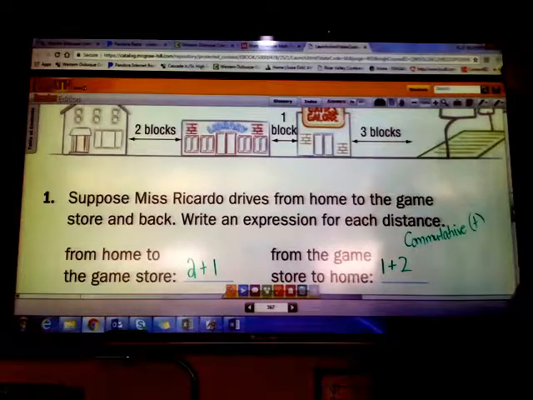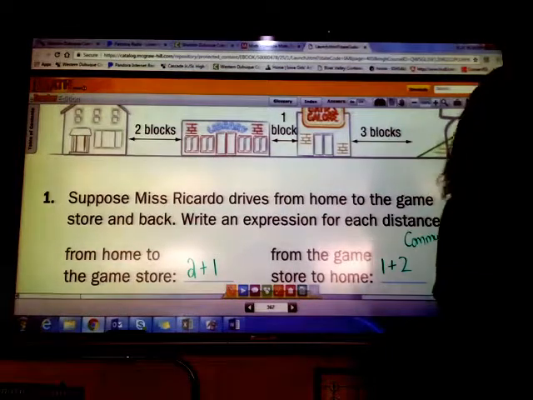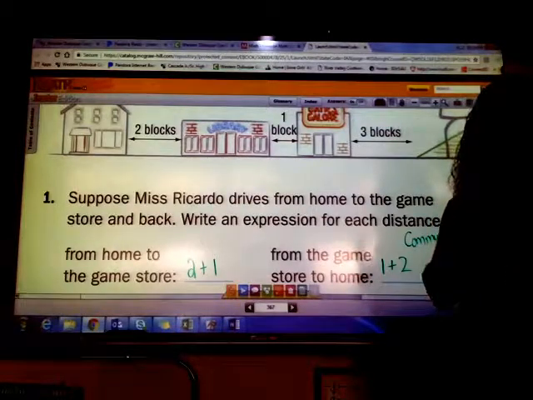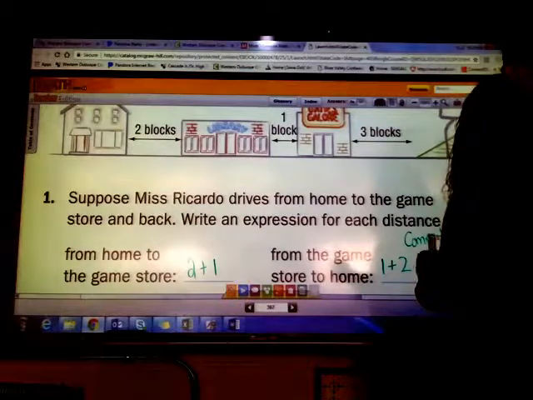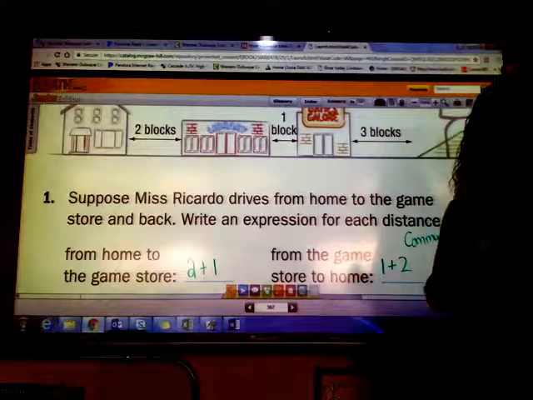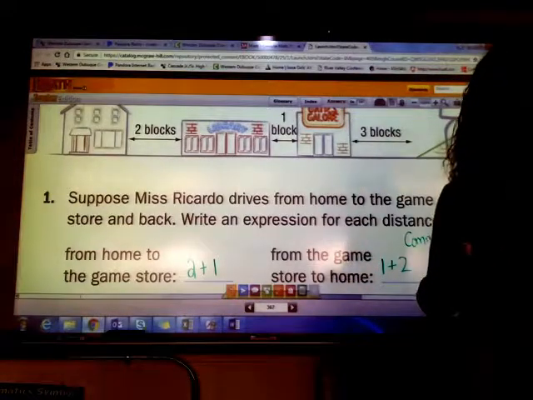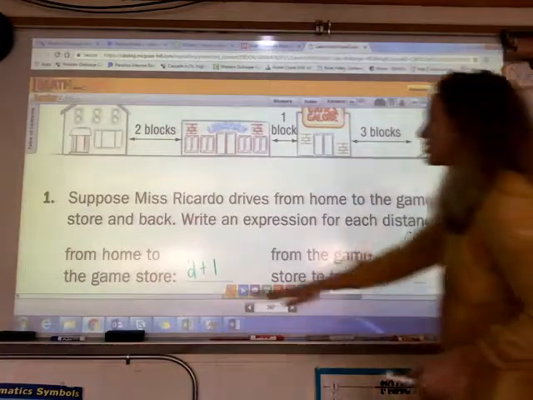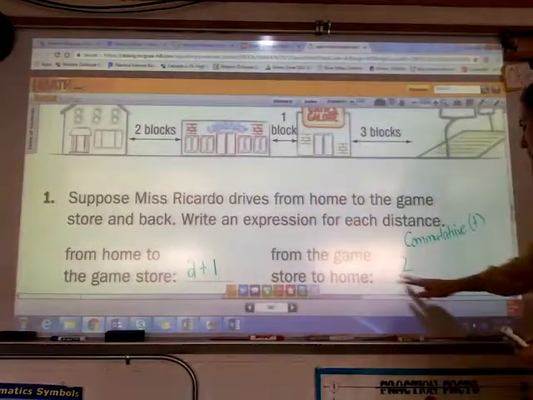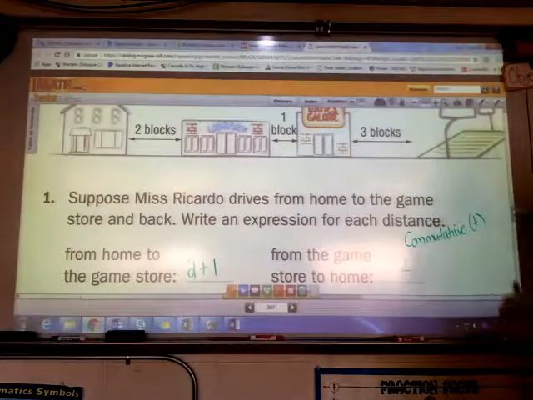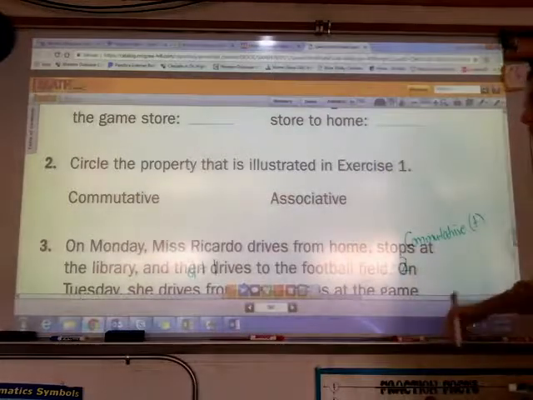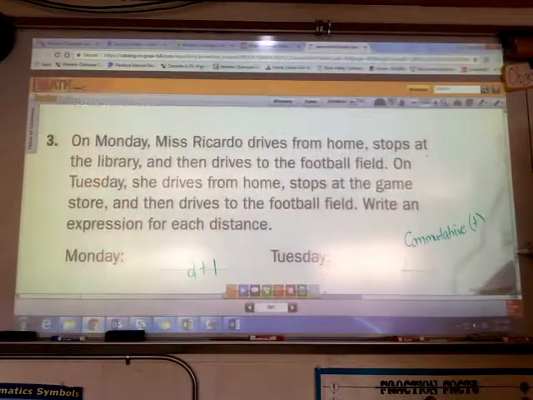When you think of commutative, think of the word commute. When you commute, that means you're going from one place to another. In the morning when you get ready for school, you are starting at home, you go from home to school, and then at the end of your day you go back from school to home. As long as you're not adding in any other trips, your distance from home to school and school to home is going to stay the same. Just like 2 plus 1 is 3, same as 1 plus 2 is going to be 3. So we're looking at the commutative property of addition. You can see here on number 2, we would be circling the commutative property.